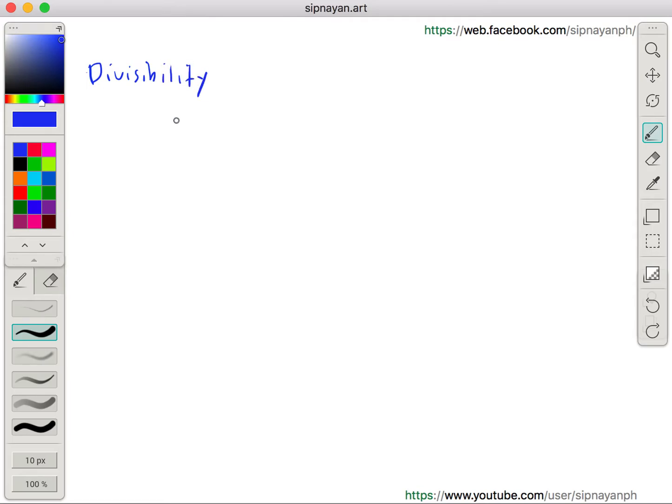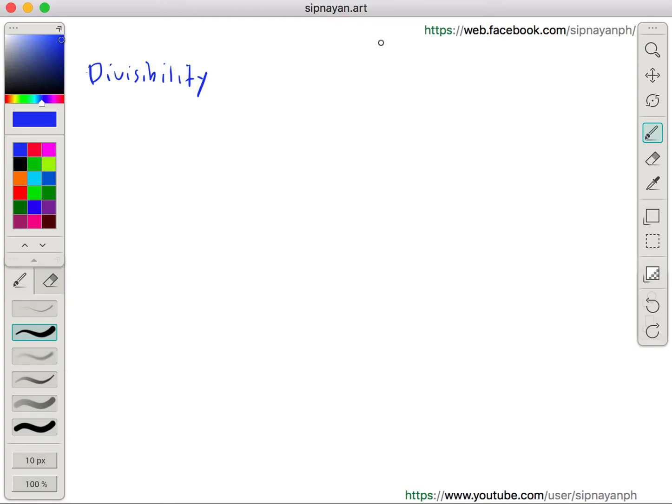So ibig sabihin, i-discuss natin yung mga methods, techniques, or strategies para malaman kung ang isang number ay divisible ba siya ng another number. No? And hindi lang yung method o yung strategies o yung procedures, no? Yung i-discuss natin, kundi i-discuss din natin bakit ganon, no? Bakit mayroon tayong ganong rules, no?